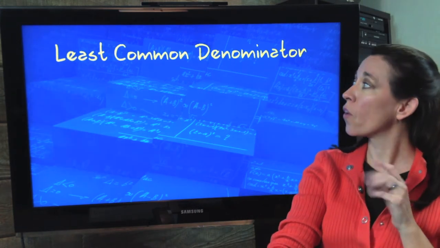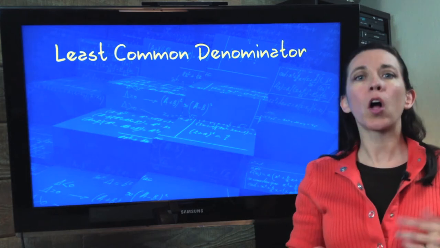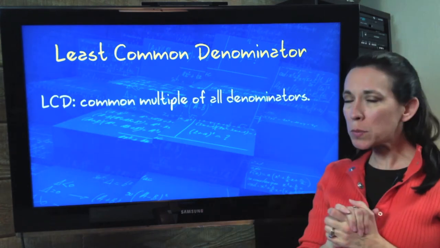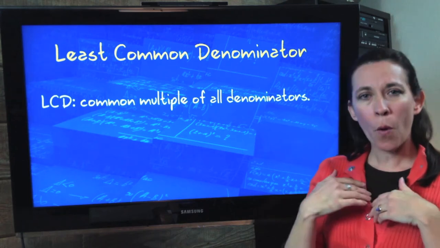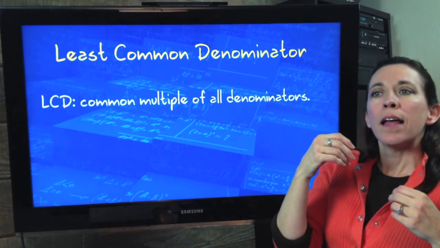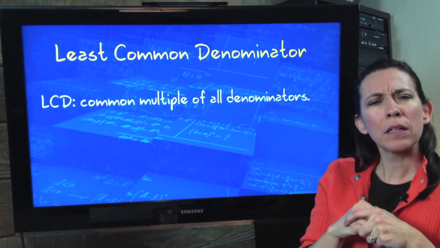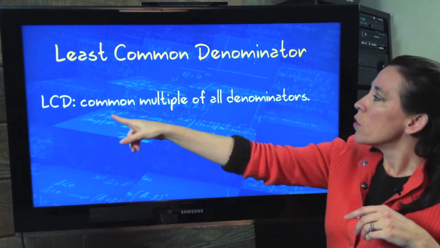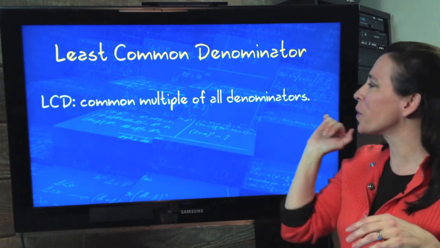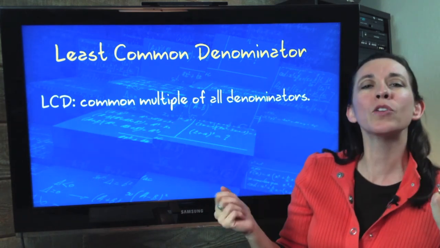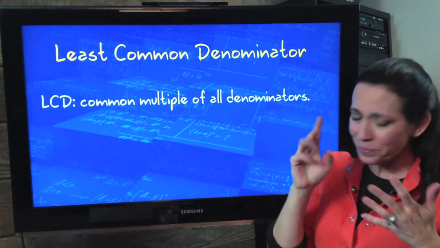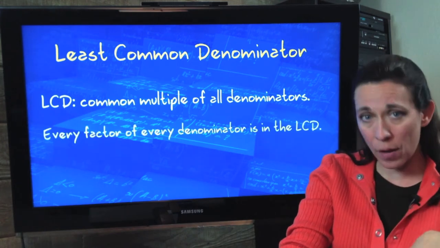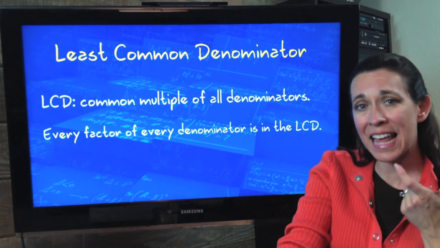Okay? So, least common denominator, often called the LCD, in fancy terms, it's the common multiple of all the denominators. What does that mean to you and I? To you and me, too. Anyway, so common multiple of all denominators, what does that mean to you and me? It means that every factor in every denominator is going to be seen in that LCD.